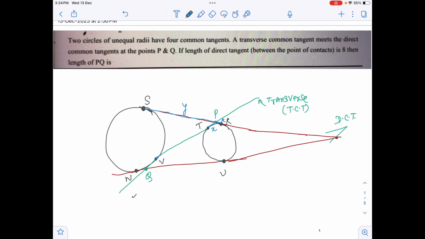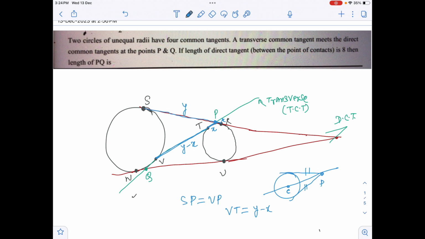Now what about the length VT? Since we know on a circle, tangents drawn from an external point are equal in length because of the half-fold symmetry of the circle, I can tell SP is equal to VP. So that gives VT equals y minus x, because PS and PV are the same, right? So this part is x, so this remaining part will be y minus x.